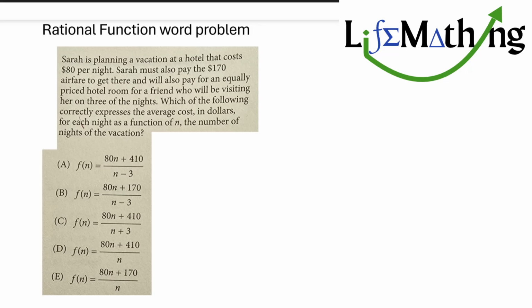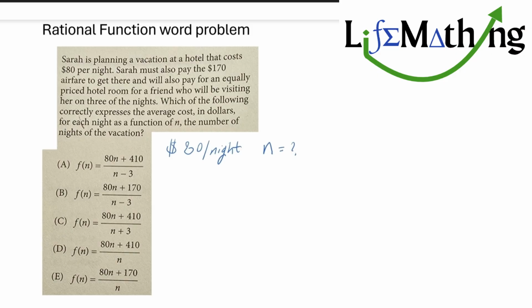How to solve a rational function word problem. This question says Sarah is planning a vacation at a hotel that costs $80 per night. So I like to write everything down just so I can be aware of my information: what is given, what's not given, what I need to find. So the hotel costs $80 per night. So far, it does not say how many nights she's staying. We still don't know that yet. Okay, we'll see if the problem is going to mention that.